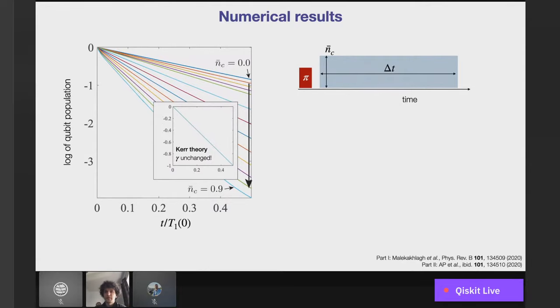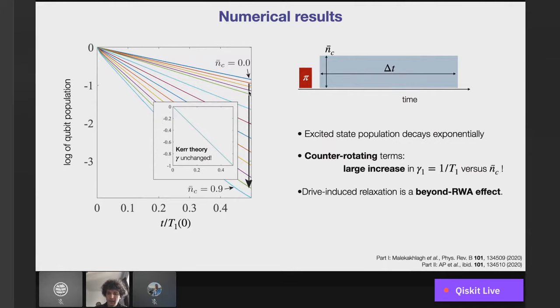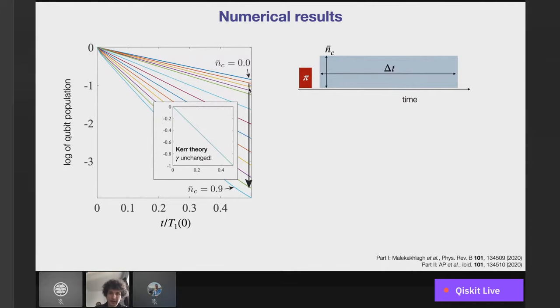So the prediction from that theory is that the qubit excited state population decays exponentially, which is to be expected. But what was less expected was the fact that there's a drastic change in the qubit relaxation time. The qubit relaxes faster and faster as you put more and more readout power into the cavity, or if you want, the steady state population of the cavity increases.